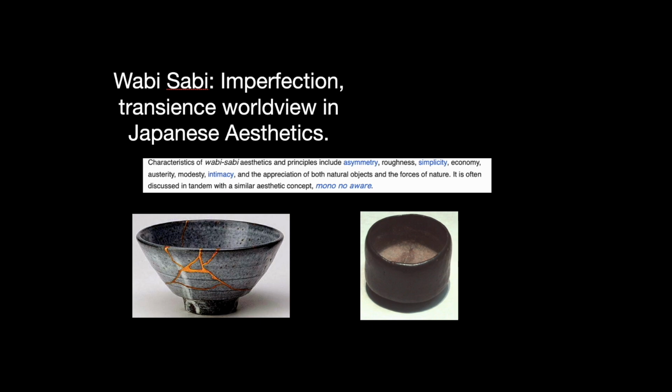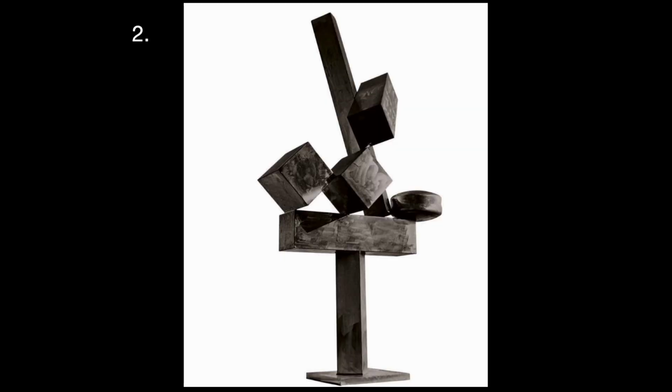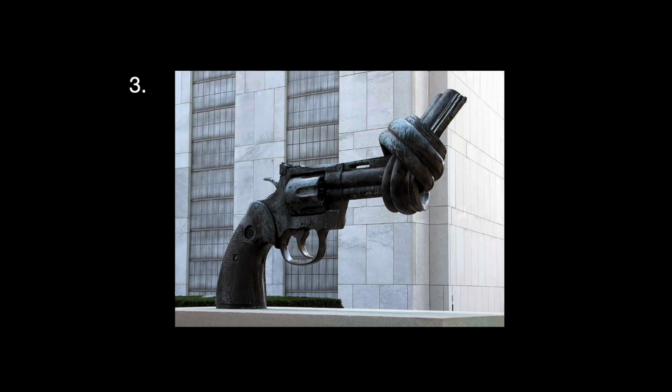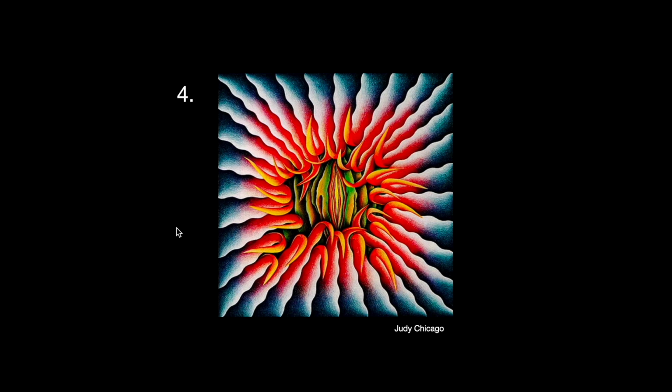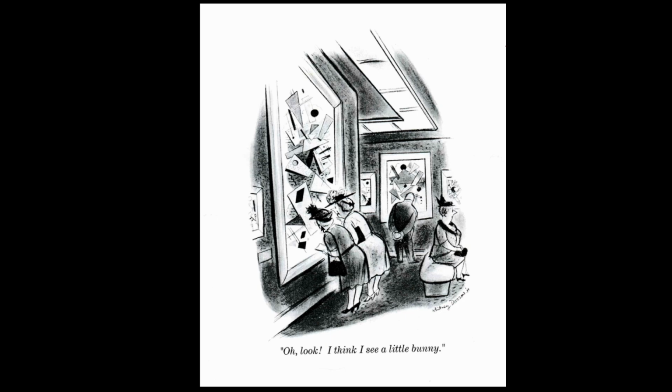So asymmetry and wabi-sabi. Pop quiz. What kind of balance is it? If you said symmetrical, you're correct. If you said asymmetrical, you're correct. If you said radial, you're correct. If you said all over composition, you're correct. Oh, look, I think I see a little bunny.